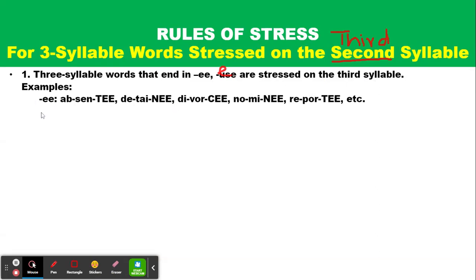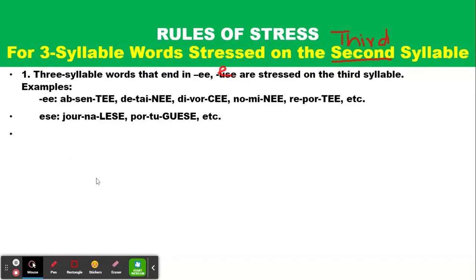Then we have the first example, words that end in EE, that is the long E sound. We have absentee, detainee, divorcee, nominee, reportee. Most of these words are words of French origin. Then we have three-syllable words ending in ESE. We have journalese and we have Portuguese.